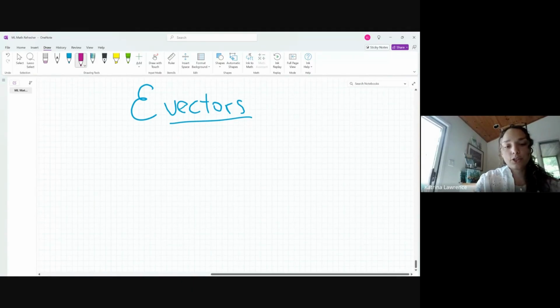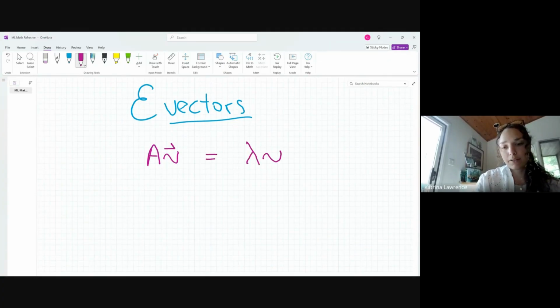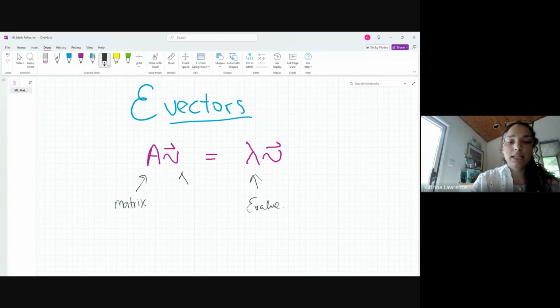So the relationship is as follows. You have A times V equals lambda times V. So let's again annotate everything that we have. A is our square matrix. Lambda, like we said, is our eigenvalue, which is a scalar value. And this here, which is new, V, represents our eigenvector.